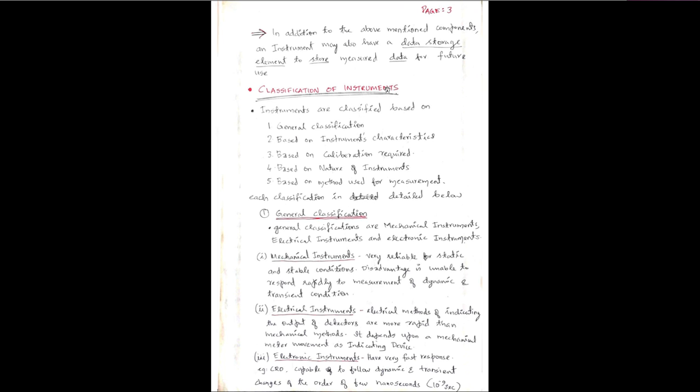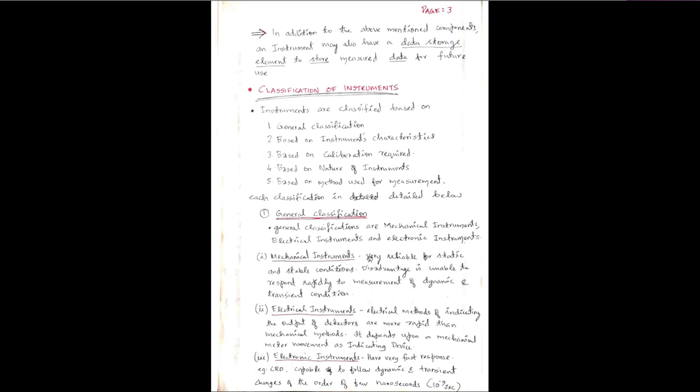Next one is classification of instruments. Instruments can be classified into different types. One is general classification, then based on instrument characteristics, based on calibration required, based on nature of instruments, and based on method used for measurements. Each classification we will be discussing here. First one is general classification, which can be divided into mechanical instruments, electrical instruments, and electronic instruments.